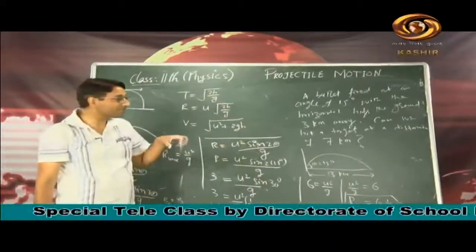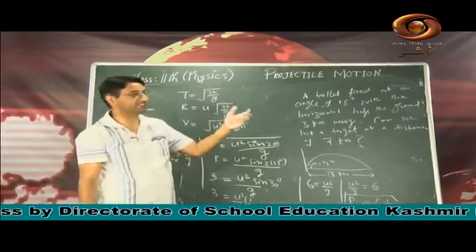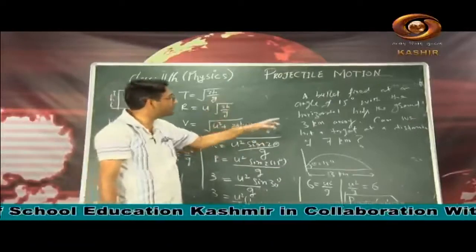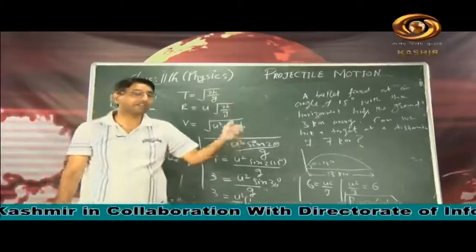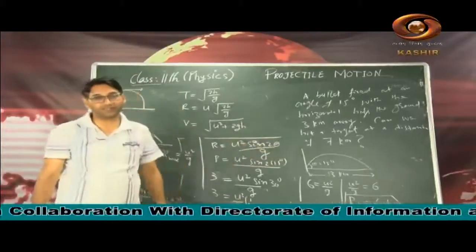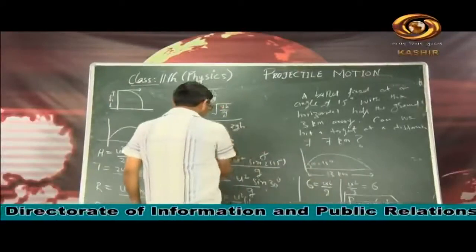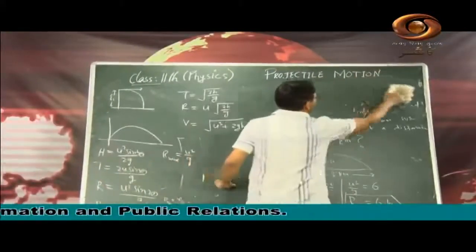At 45 degrees the range will be 6 kilometers maximum. We cannot hit beyond 6 kilometers. The numerical is, can we hit a target at a distance of 7 kilometers? No, we cannot hit, because the maximum range we can achieve is 6 kilometers only. Okay, dear students, let us try to attempt another numerical as well.